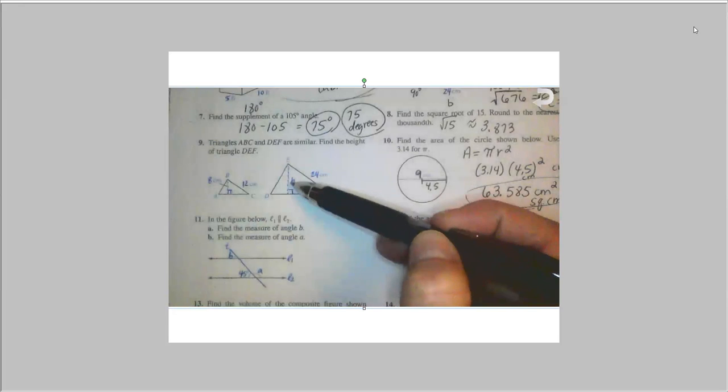Okay, number 9, we have 2 triangles, triangle ABC, triangle DEF. It says that they're similar, and we want to find the height of this second triangle. All right, so here's what we know about similar triangles. Corresponding angles are equal to each other, and side lengths are proportional. Okay, now we're not given any angles. We do not know what A, B, and C are, nor do we know what D, E, and F are.